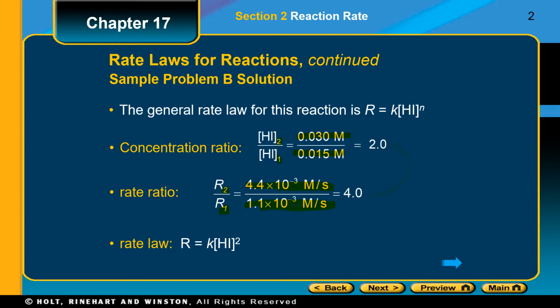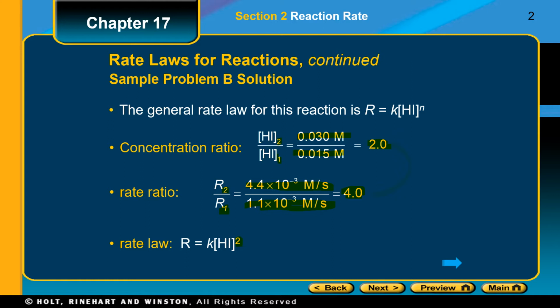So is 4 2 to the first power or 2 to the second power? This concentration right here is 2 to the second power to give us the 4 for the rate. So that's why we decided that the exponent after the HI is going to be a 2, because 2 squared is going to be 4.